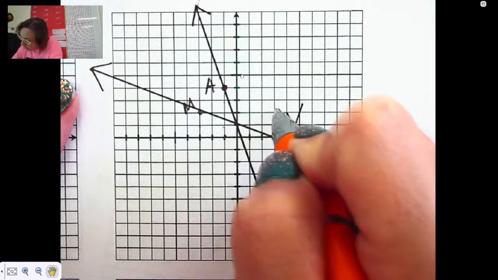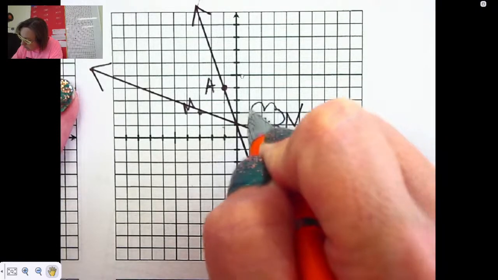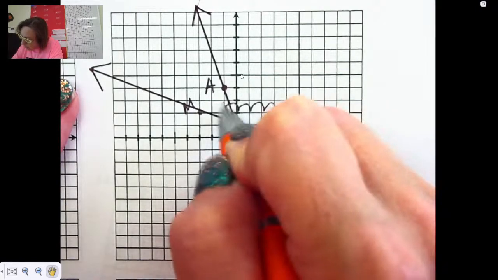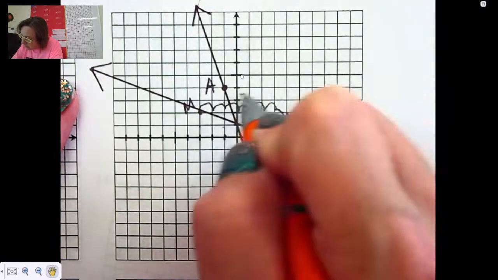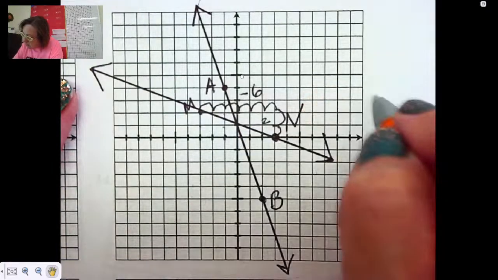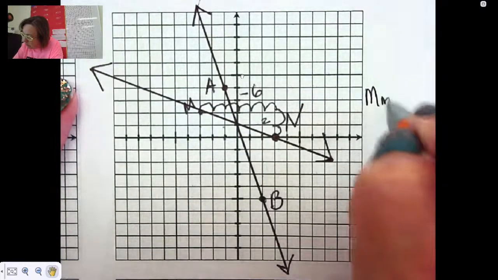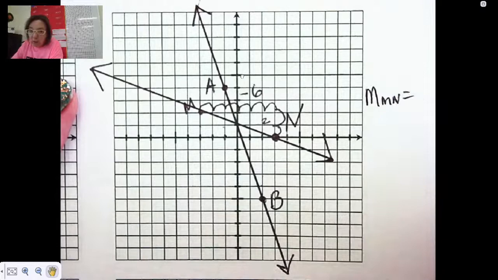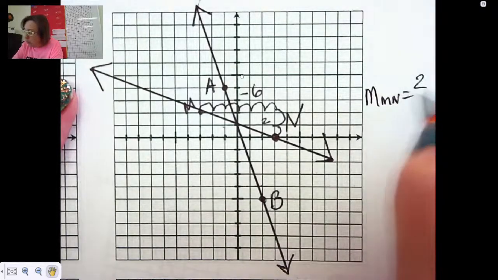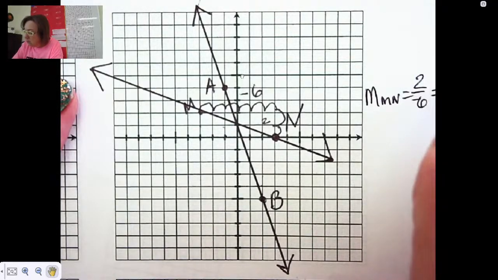1, 2, 3, 4, 5, 6. So slope of MN equals 2 over negative 6.